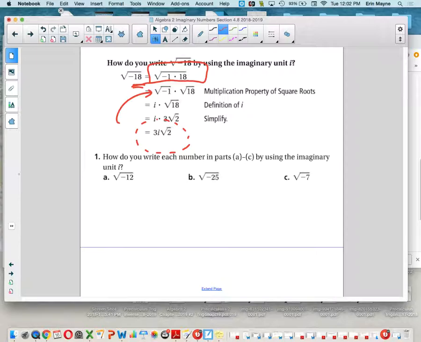So with your groups, will you now simplify A, B, and C? Go.